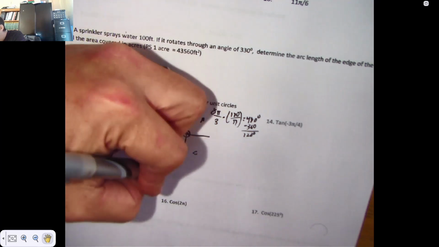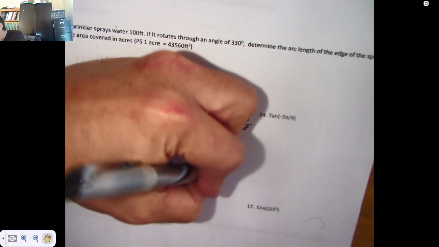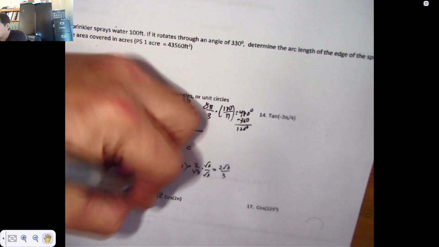And you want the cosecant ratio. Now, by the way, do remember ASTC. Cosecant is the reciprocal of sine, so it's going to be positive. So hypotenuse over opposite. So the cosecant of 8 pi over 3 is equal to 2 over root 3, which you clean up by multiplying top and bottom by root 3 over root 3, and you get 2 root 3 over 3.